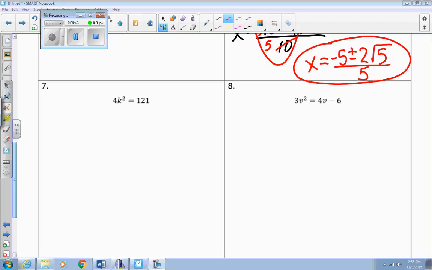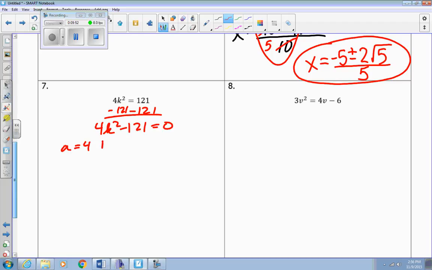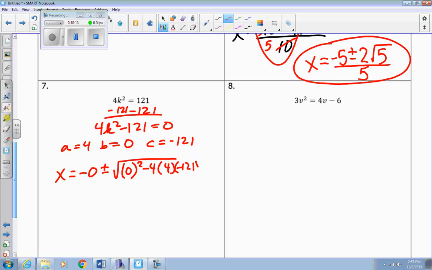Let's set it equal to 0. Our a is 4. b, there isn't a b, so it's 0. And c, the number that's always by itself, no variable, is always your c. So now we have x equals the opposite of b. That doesn't really make a whole lot of sense, but opposite of 0, 0 squared minus 4 times a times c, all over 2 times a.